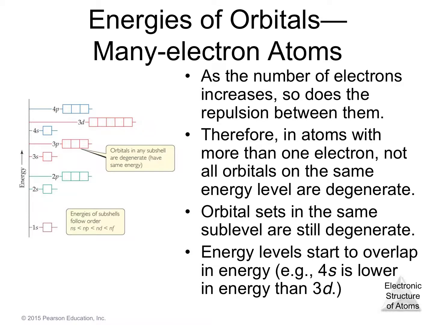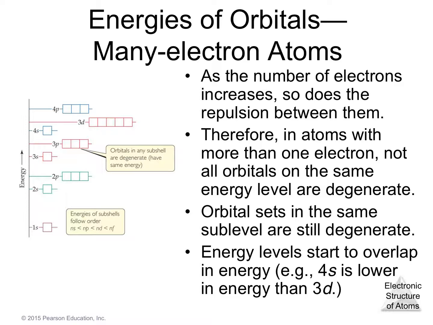You also start to see some overlap between the energy levels. What I mean by that is this fourth energy level, the 4s, actually falls between the 3p and the 3d in energy. There's a term that you should be aware of, and it's degenerate. If something is degenerate, that means it has the same amount of energy. So these orbitals are degenerate to each other. They have the same energy. These orbitals are degenerate. They have the same energy.